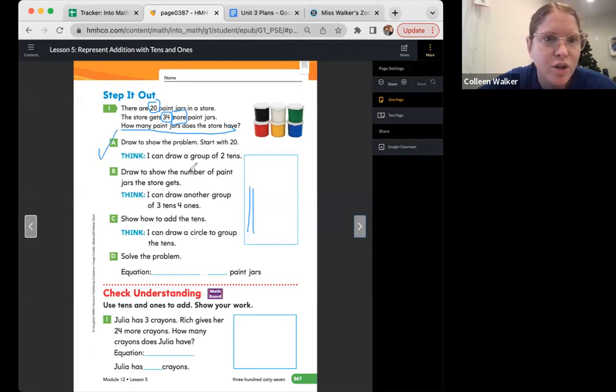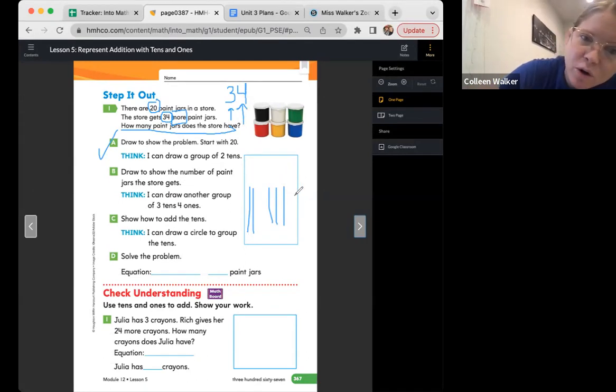Then B says draw to show the number of paint jars the store gets. How many more did the store get? 34, that's right. So in the number 34, let's look at it a little bit larger. In the number 34, how many 10s are there? That's right, there are 3. So let's go ahead and draw 3 10s. 1, 2, 3. And in the number 34, how many 1s are there? That's right, there are 4 1s. Let's draw 4 1s. 1, 2, 3, 4. Very good.